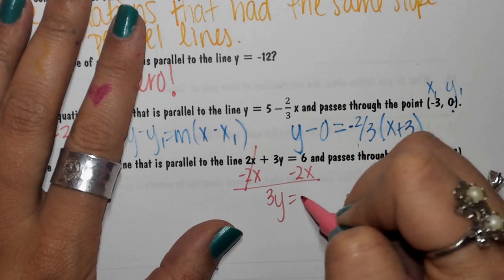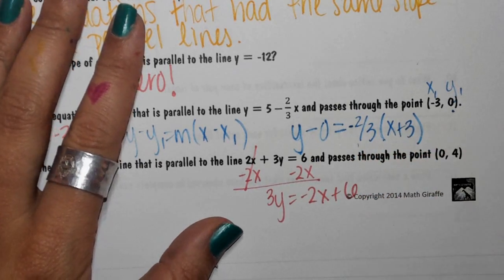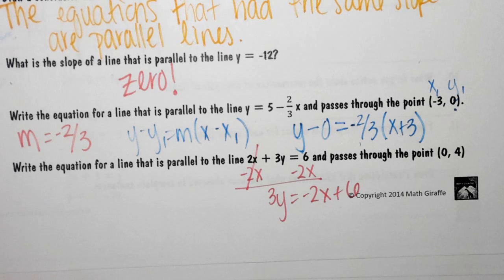Alright, so 3y equals negative 2x plus 6. Now, D'Angelo, am I done? Is that y by itself?